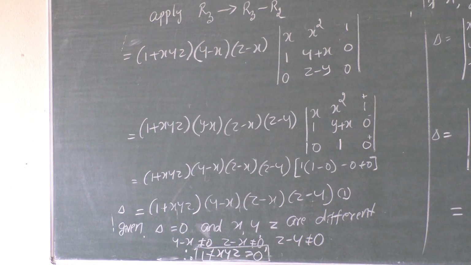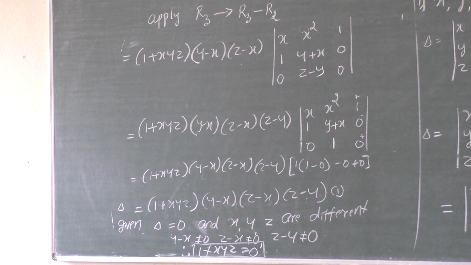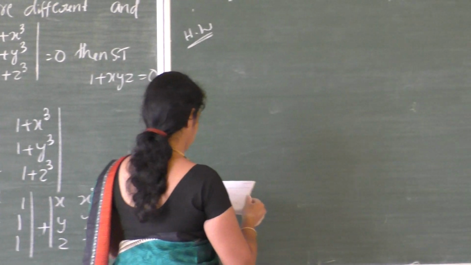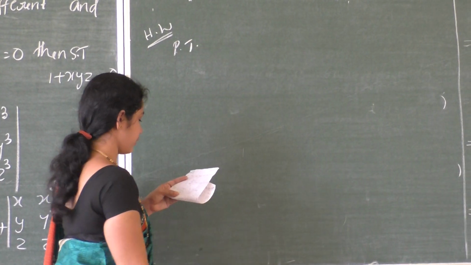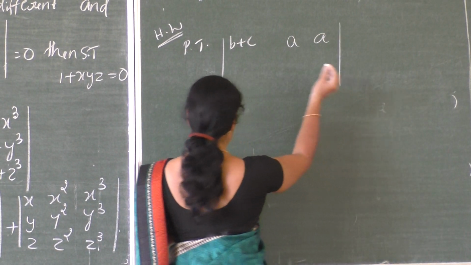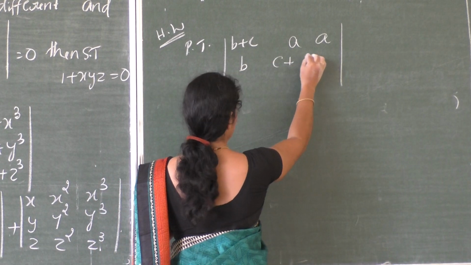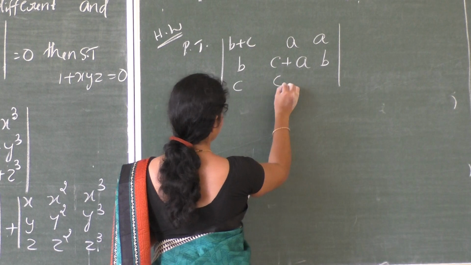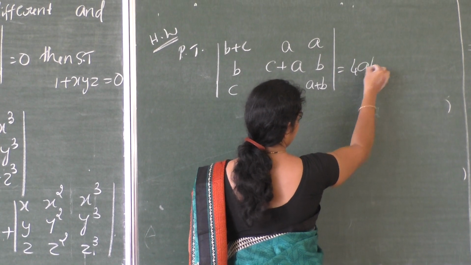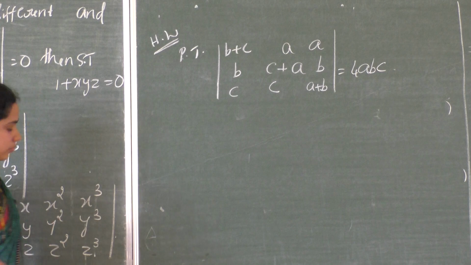Next one problem, try yourself. Using properties of determinant, prove that the determinant b plus c, a, b, c plus a, b, is equal to 4abc. Okay, thank you.